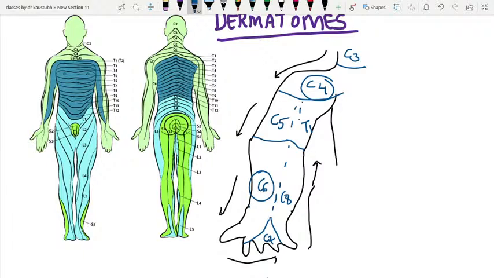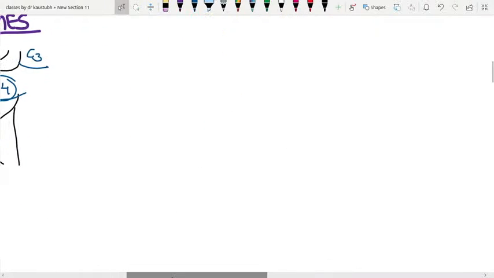The medial finger, that is the ring or your little finger, the medial aspect of palm, medial aspect of forearm will become C8, and the medial aspect of arm and the axillary region will become T1. It's that simple to remember. Okay, next let's look at the lower limb. Lower limb is easier to remember. Very easy to remember.